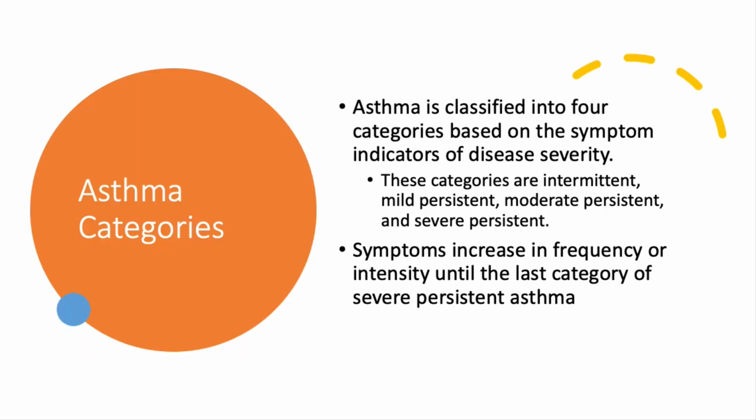We classify pediatric patients into 4 different categories of asthma. Depending on how many days per week you have symptoms and how severe those symptoms are, you will be placed into one of these 4 categories. It starts with mild intermittent asthma, and it progresses to mild persistent, moderate persistent, and severe persistent.